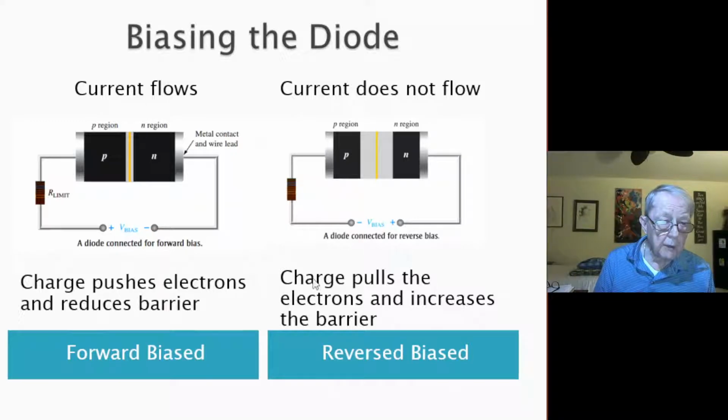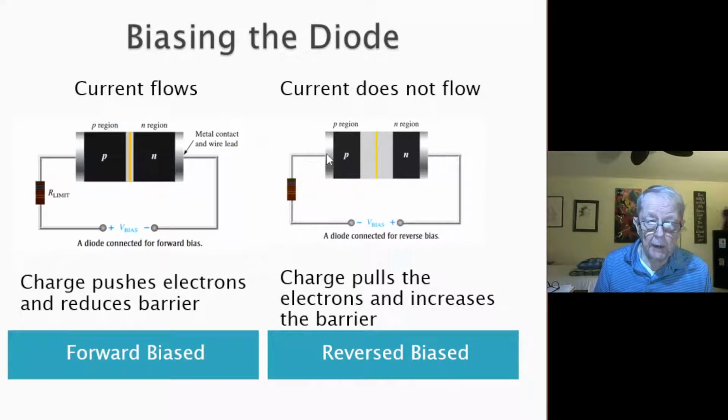You got positive repelling the positive here, also pushing this smaller. And it's because this depletion region is smaller and the voltage barrier is smaller that the current flows. That's their explanation. Now you can reverse this.